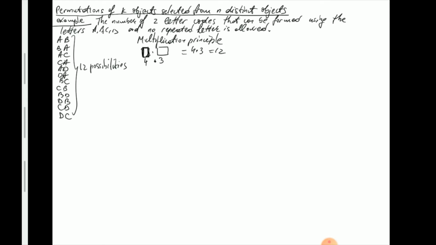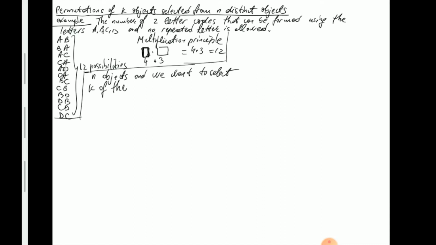Okay, but how do we extend this to a general formula, right? So the goal is to basically make a formula involving the number of objects. So what if I have in general n distinct objects, and we want to select k of them. So by default, k should be less than or equal to n. So n objects, and we want to select k of them. And again, order matters. Right? So in other words, the ordering of the objects you select matters.